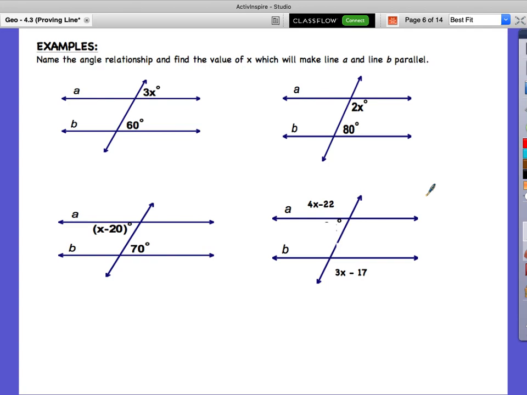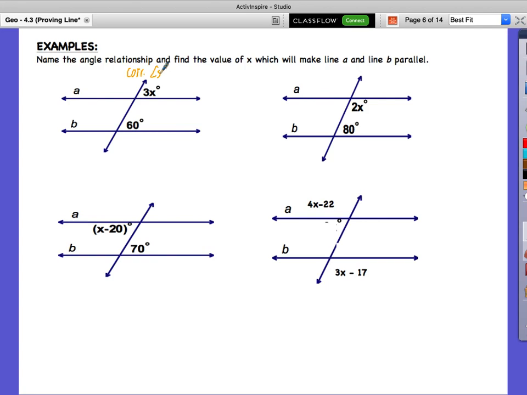Name the angle relationship and find the value of x, which will make line A and line B parallel. So we're saying, if these lines were to be parallel, what would x have to equal? We first say what kind of angles are these? They're corresponding angles.